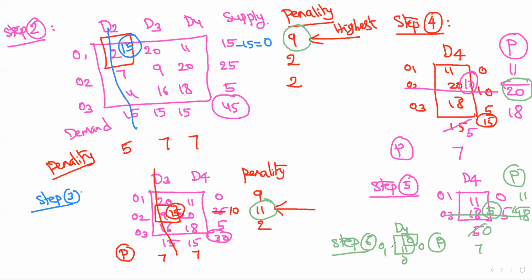Step 6: we have a single element, so no need to find any penalties. Directly we give the answer. You can do the allocation because we have only a single element. Over. Six steps are over. Now the whole allocation is over. Now I have to construct the final table. Correct?